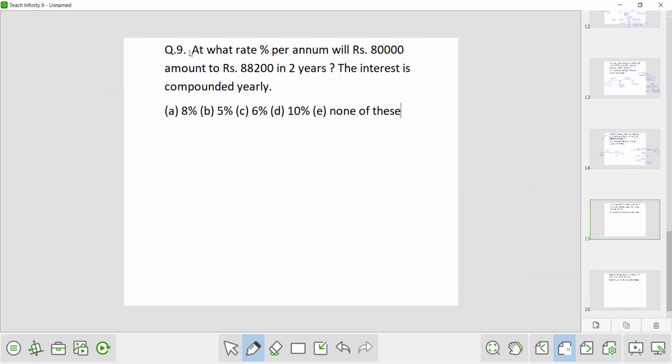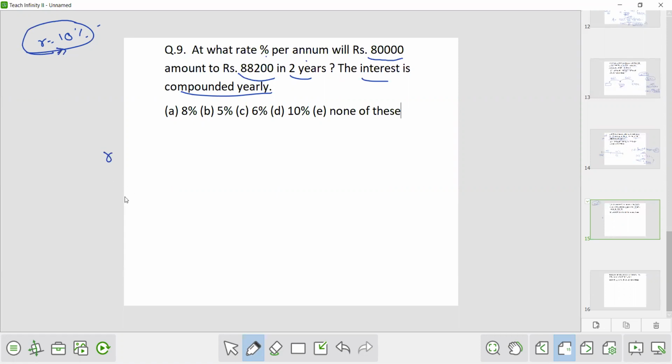Now this question, question number 9. At what rate percent per annum will rupees 80,000 amount to rupees 88,200 in 2 years? The interest is compounded yearly. Now friends, again I will explain the concept behind this question so that you can solve any type of question quite easily. Look, generally in the examination you will get the rate below 10% for most of the questions. For rates above 10%, I will explain differently later. But here what I am explaining is if the rate is up to 10%, means 10% or below 10%.